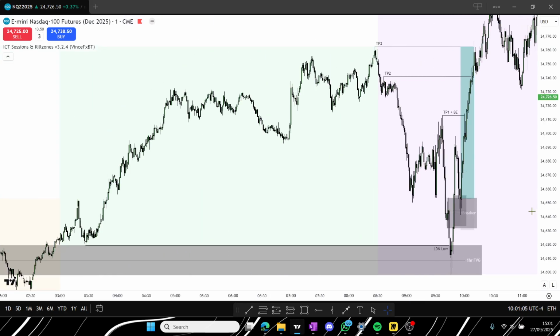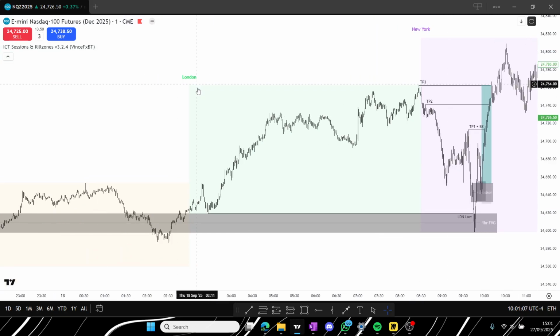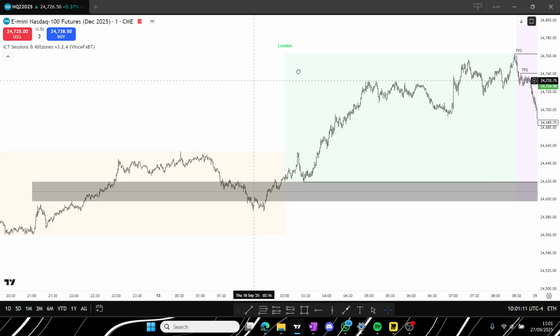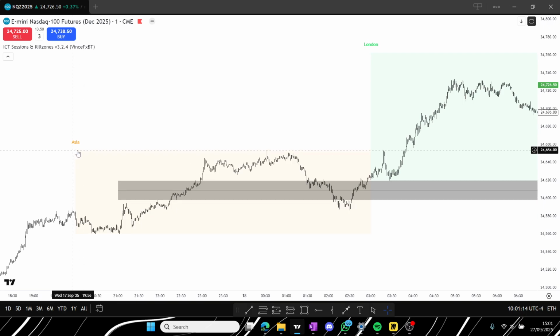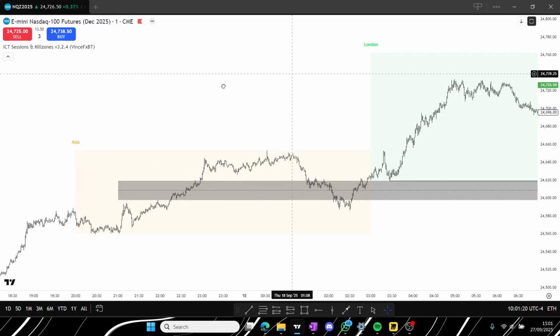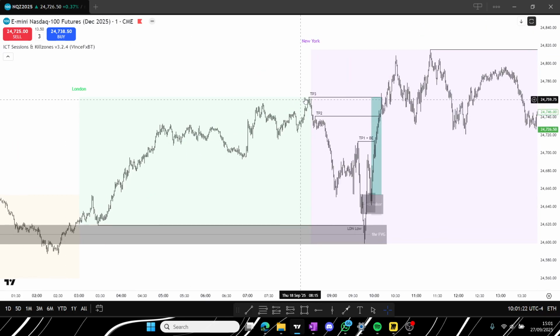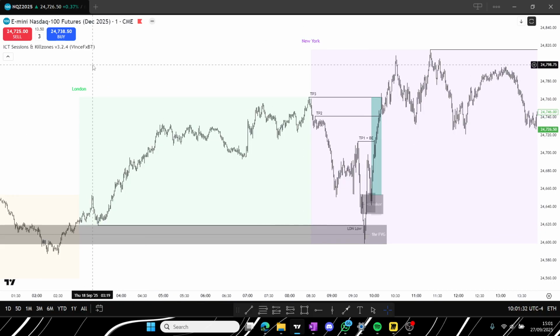So if you zoom out, come down, you can see this is London session. This green box is all of London's trading. This box here is Asia, so this is all of Asia's trading. So you mark out the high and the low of each session. So for London as well, you mark out the high, which is TP3 here in this example, and the low, which I've marked out London low here. If you want to find this, just press, I'm going to press escape.